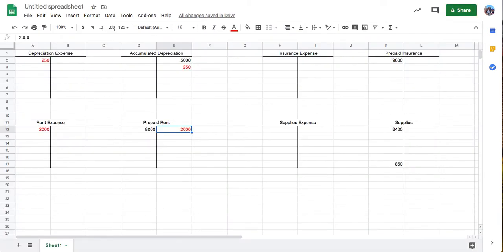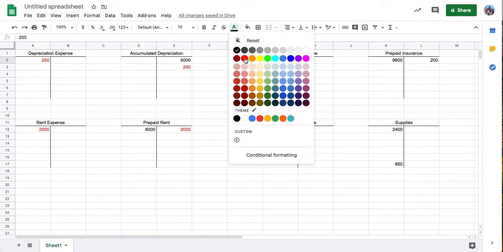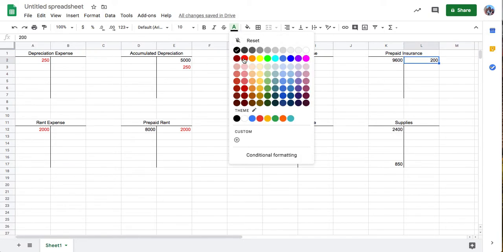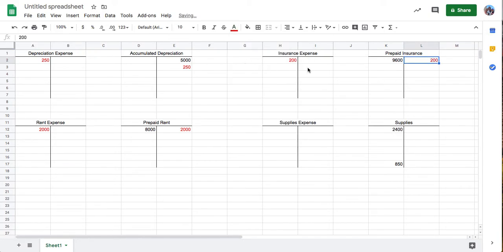Let's go to our T account here. So we had prepaid insurance for $9,600 divided by 4 years and then divided by 12 months. You get a monthly expenditure of $200. And so for the month of September, our insurance cost the company $200. So our adjustment, once again, we are going to debit the expense, credit the asset.